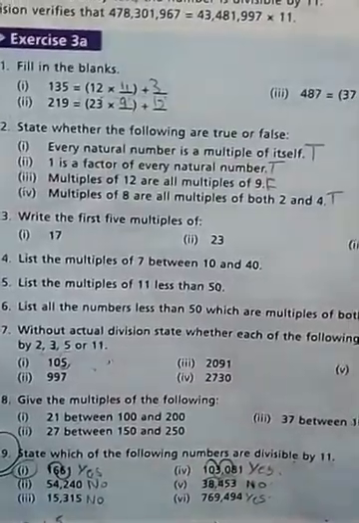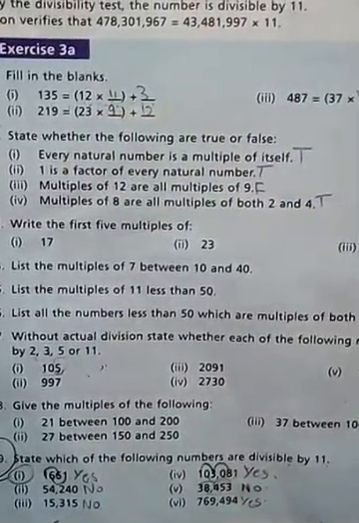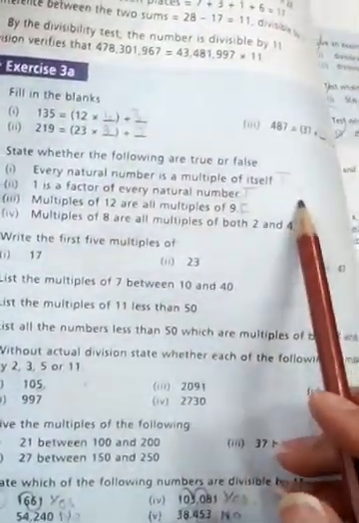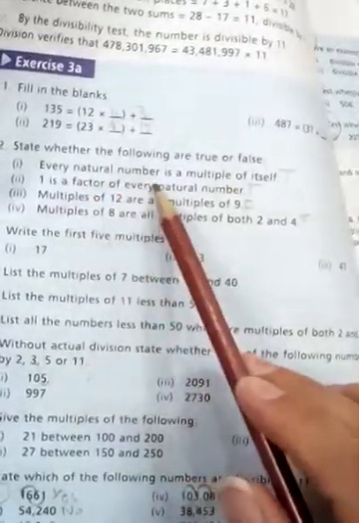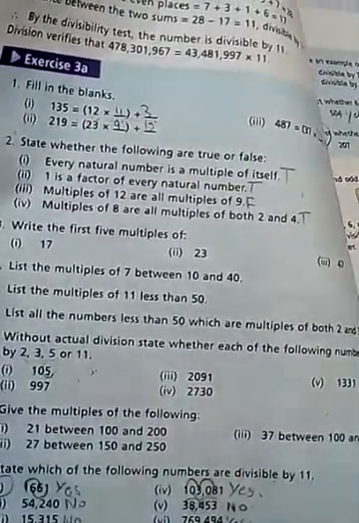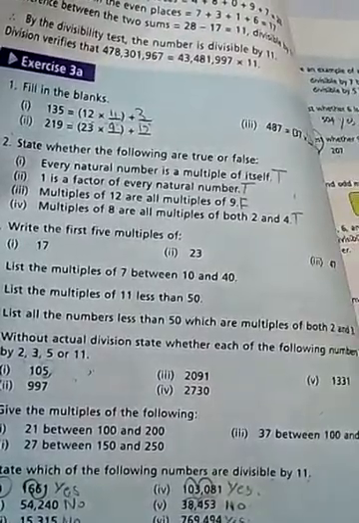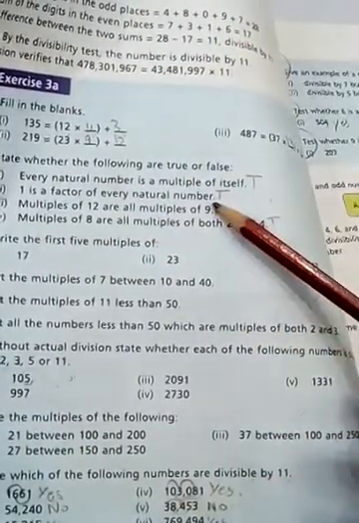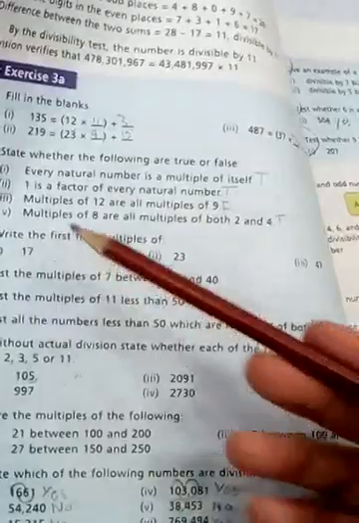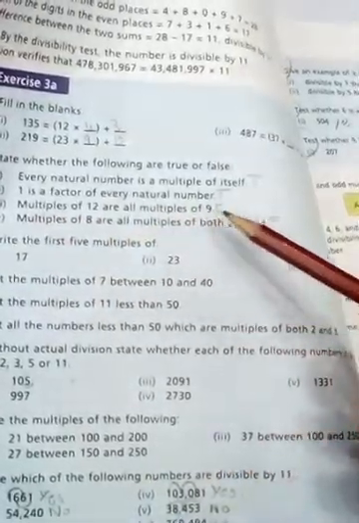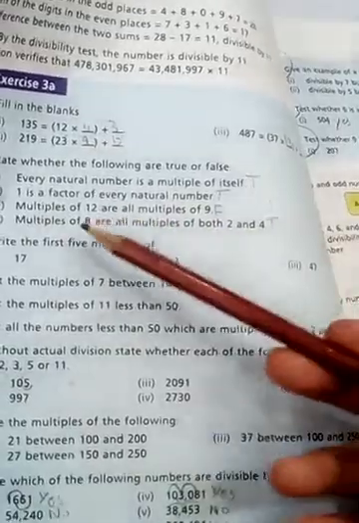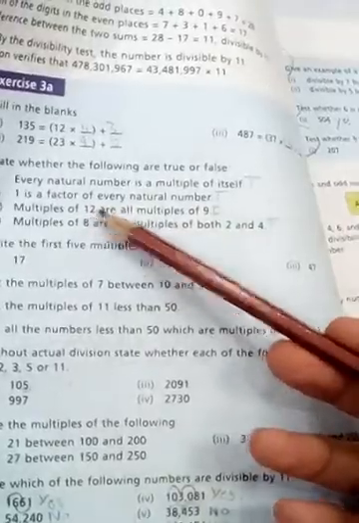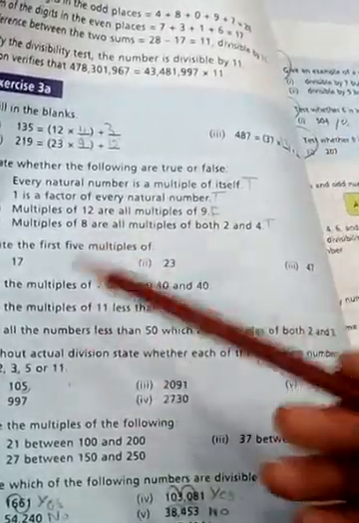Question number 2. State whether the following are true or false. Part 1: every natural number is a multiple of itself. We had already learned before that yes, every natural number is a multiple of itself. Part 2: 1 is a factor of every natural number. Yes, 1 is a factor of every natural number. I explained it to you in the definition of factor. Multiples of 12 are all multiples of 9. Is it so? No, because we have some more numbers which are not multiples of 9. You can find the multiples of 12 and 9 as well, and then your answer will be clear.